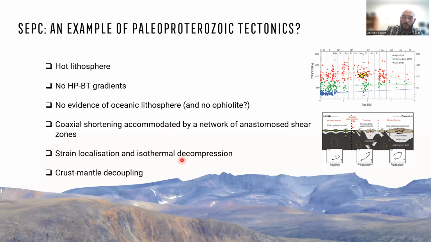So it's a bit different. And we have evidence of crust-mantle decoupling. So I think we have a bit of what we call primitive tectonic features, and we have a bit of modern plate tectonic features. So it might evidence some sort of Paleoproterozoic tectonics with its own geological features, I would say.